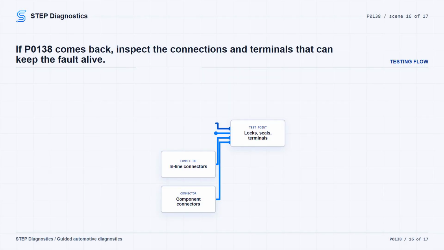If P0138 does return, move into connection checks. Address any applicable bulletins, disconnect the PCM connectors, related inline connectors if equipped, and related component connectors. Inspect connector fit, locks, corrosion, water intrusion, weather seals, bent or pushed back terminals, spread terminals, terminal tension, and signs of overheating from poor connection. Repair any condition found, reconnect everything fully, erase the codes, and operate the vehicle under the monitored and set conditions again. If the code does not return, the wiring or poor connection problem has been repaired.